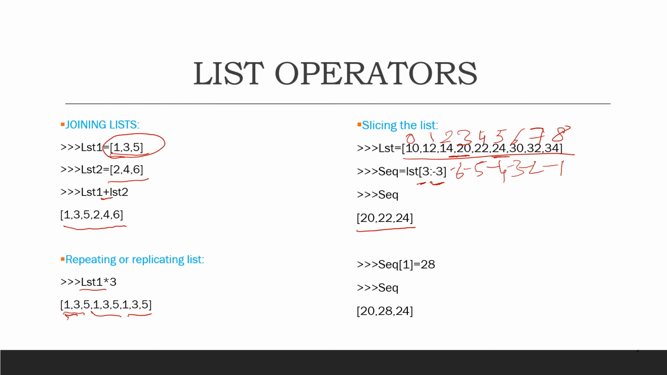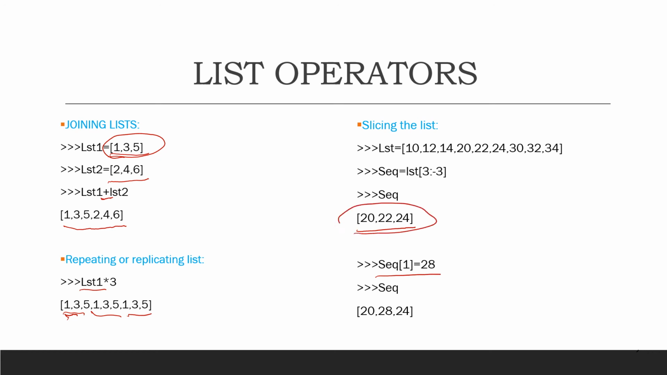Now using the same list, let's look at another example. Here you see SEQ1, which is this one. They are taking this output as the actual list now. Let's number this as 0, 1 and 2. Here index 1 is nothing but 22. They are trying to replace that 22 with 28. When they run the program, they get this output, so 22 got replaced with 28.